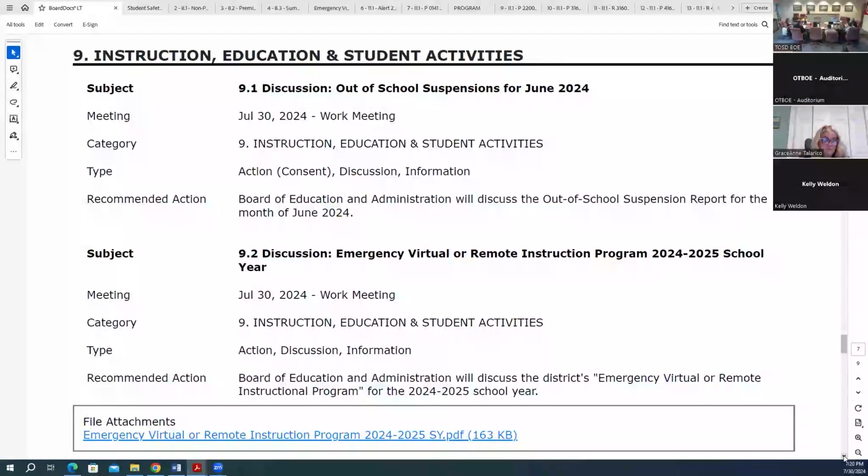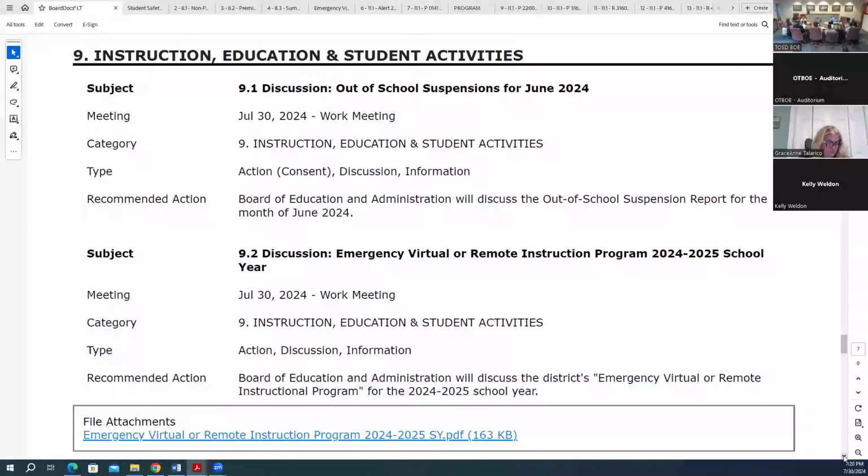And 9.2. Yes, annually, each school district is required to prepare a remote instruction plan should the need arise. This is something that began during the COVID years and continued. So we have made some updates to that. We are not following a few of the items that were in the past report because we're back from COVID and we're here full time.